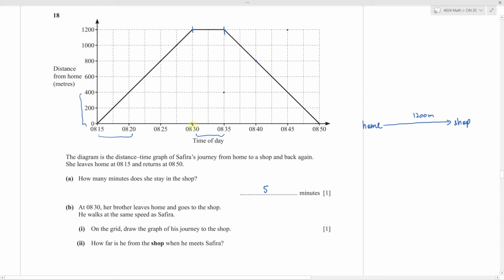So let me draw this. So this is her brother's journey to the shop. He'll reach the shop at 8:45.